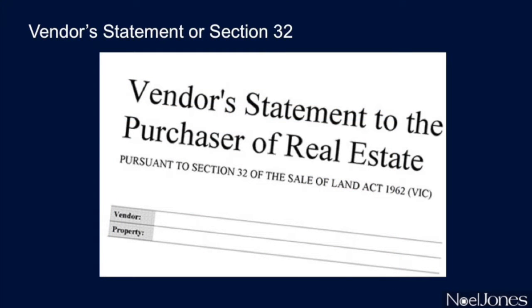If you're looking to buy or you've retained your information from when you purchased, you will know about a Section 32 or vendor's statement. This document will provide you with key information regarding the title, covenants and zoning information. We will look at these key components now.